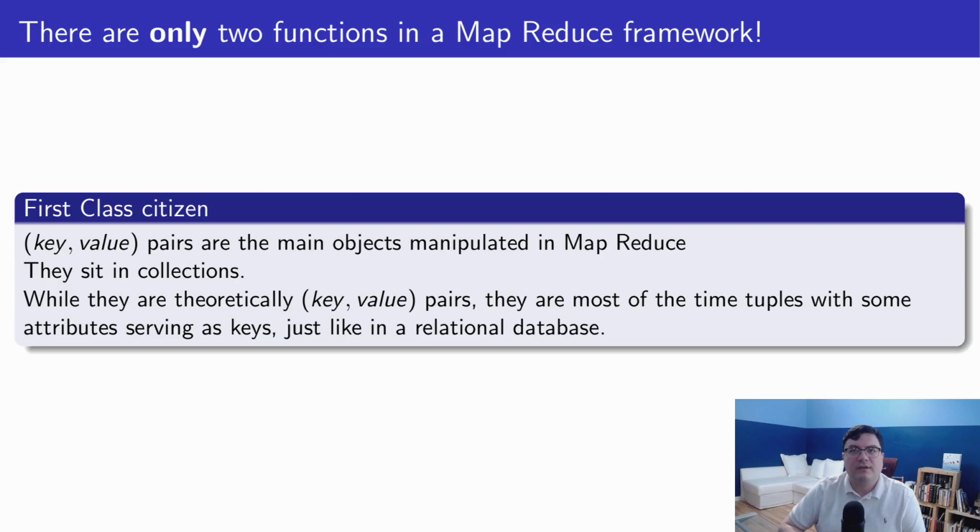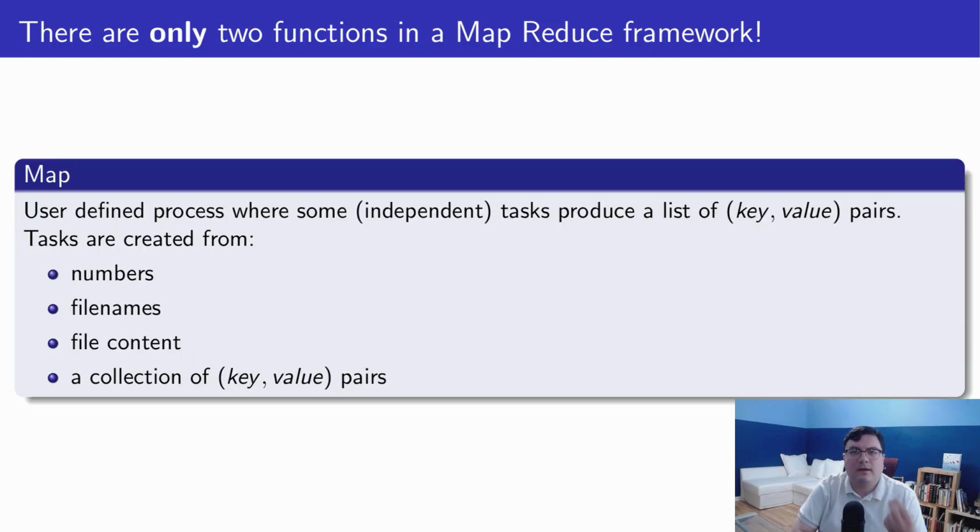In MapReduce, the data is represented as collections of key-value pairs. The application is expressed as functions that transform a collection of key-value pairs into a different collection of key-value pairs. Key-value pairs are the fundamental objects of MapReduce, but in practice they are often tuples where some attributes serve as key. The model should be familiar to anyone who studied relational databases, since it is essentially the model for a single table. There are two primary operations in MapReduce.